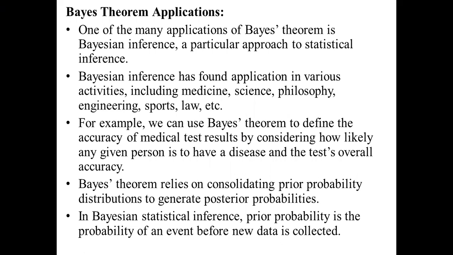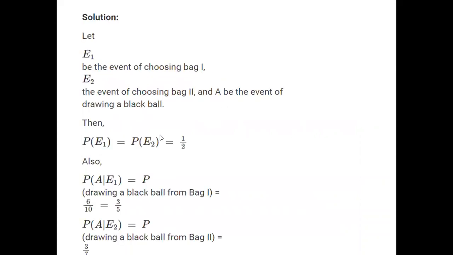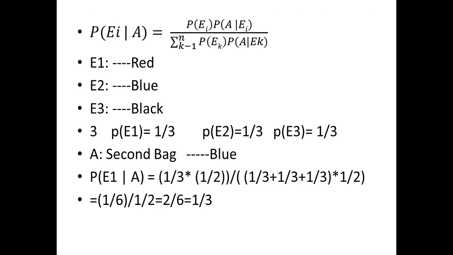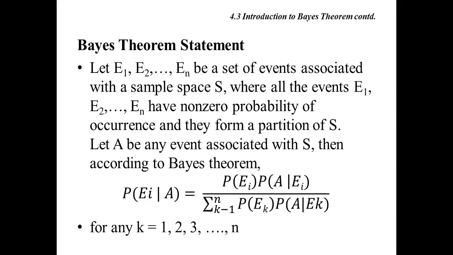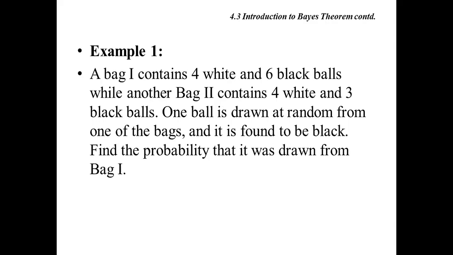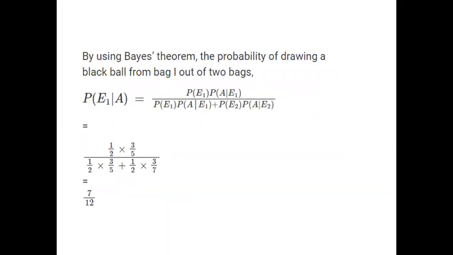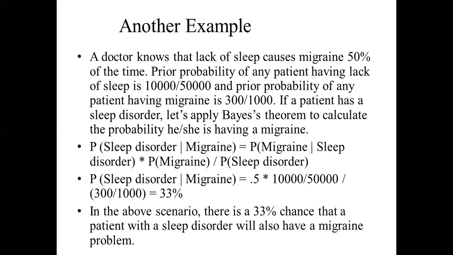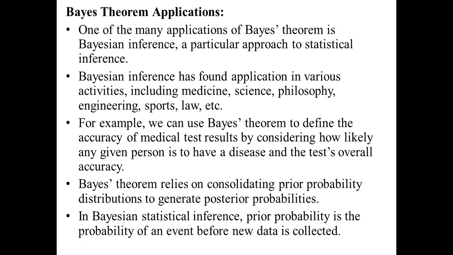Okay, so any doubt on this? So here we have seen Bayesian inference, the formula, and three examples. Previously the example regarding occurrence of a blue ball, then occurrence of a black ball, and a patient who will be having migraine if sleep disorder is there. Okay, so read these applications for a minute.